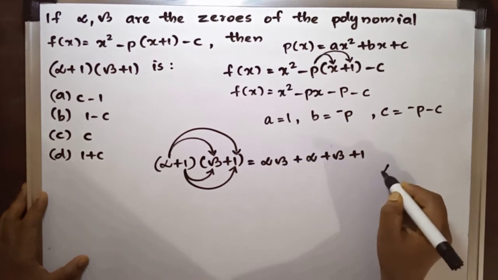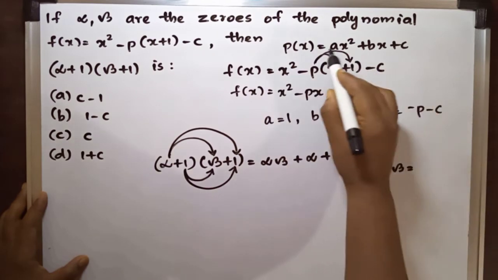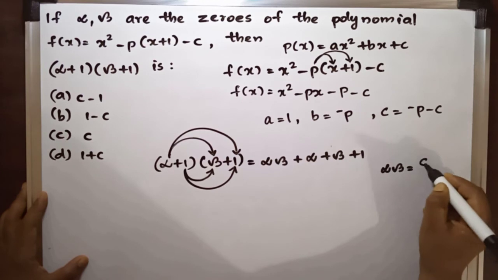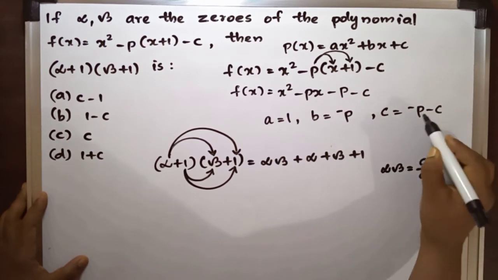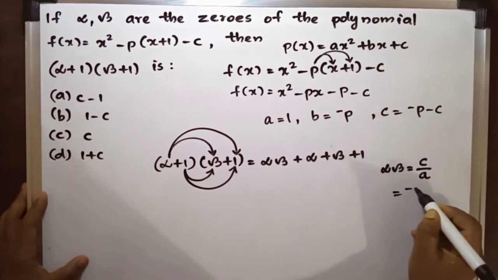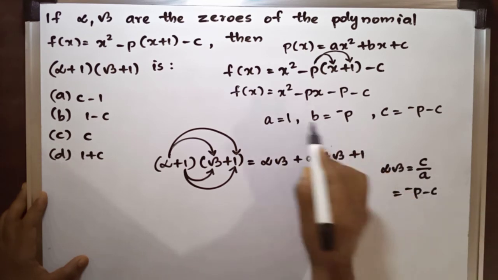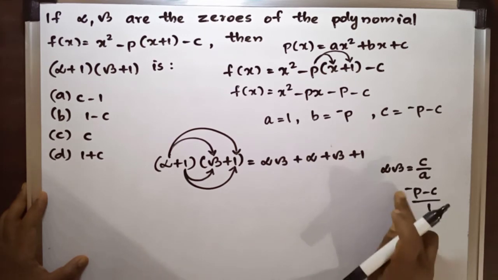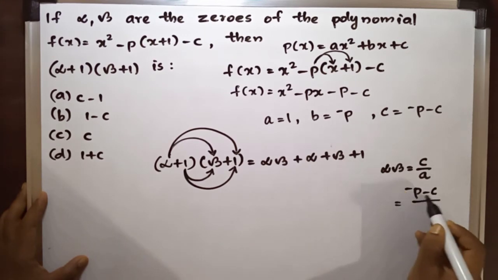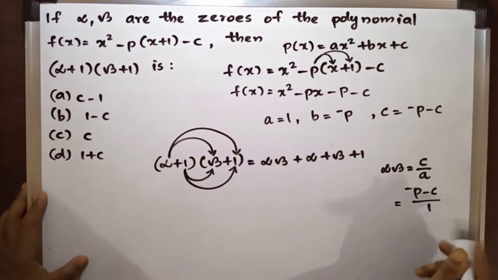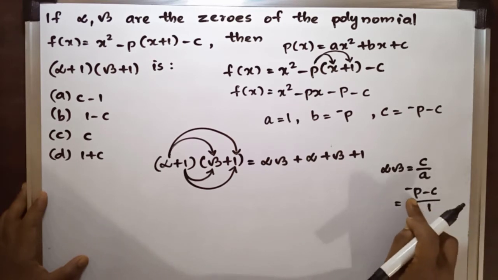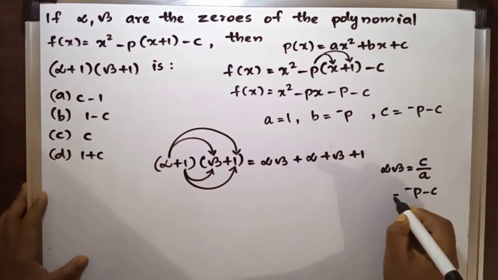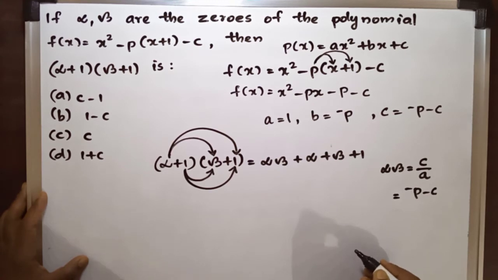Okay, alpha beta. What is alpha beta? In general polynomial equation we have learned that alpha beta is c by a. And here c means minus p minus c, and a is 1. So c by a became minus p minus c by 1. Anyways, here the denominator is 1, we can avoid it, right? So alpha beta is minus p minus c.